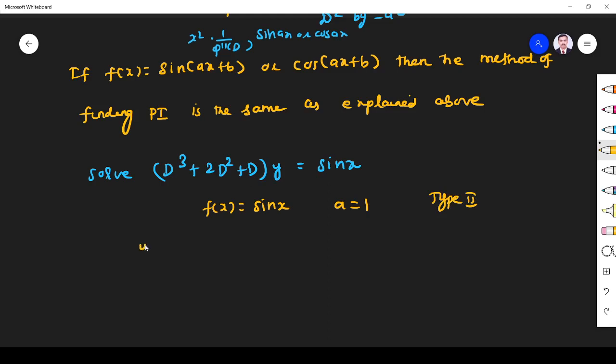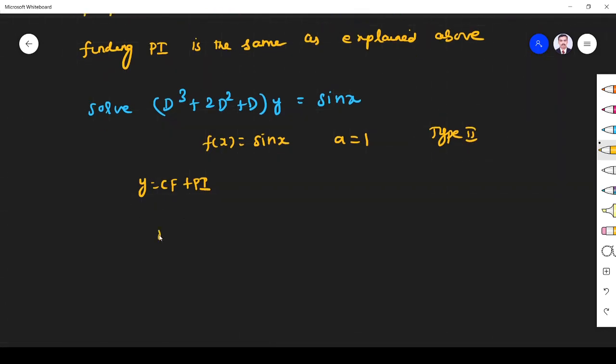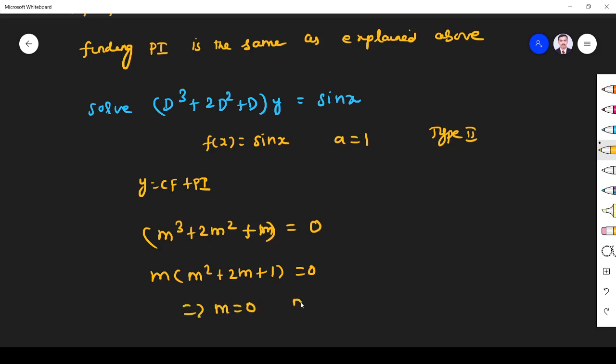So the total solution y is equal to CF plus PI. First we have to find CF. What we have to do? Replace D by m. So m cube plus 2m square plus m, right? The right hand side f of x must be replaced by 0. We have to factor m into m squared plus 2m plus 1 is equal to 0. If you simplify, what you get is m is equal to 0, m is equal to minus 1, right?